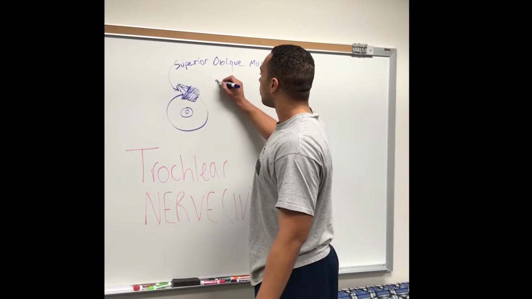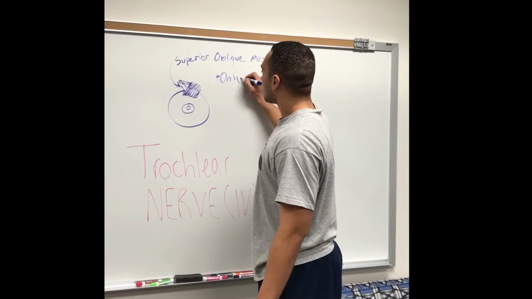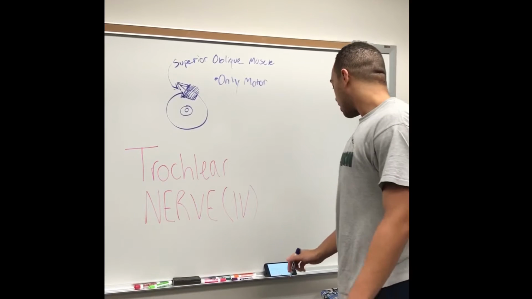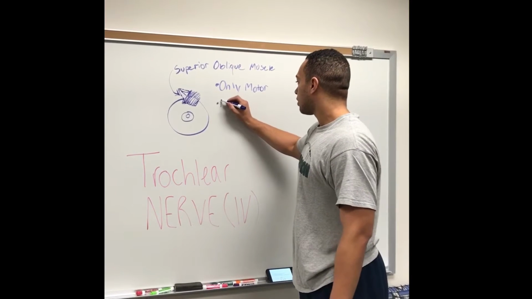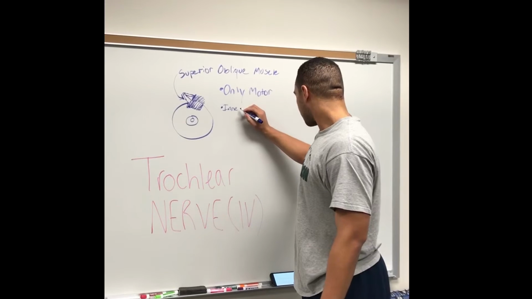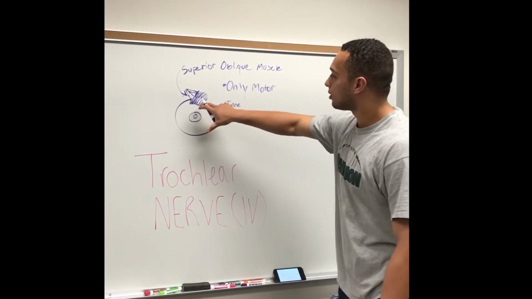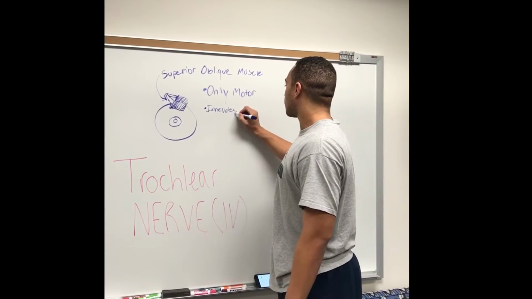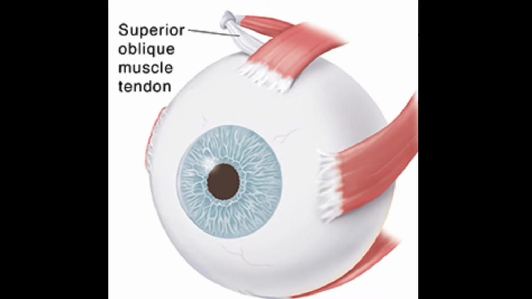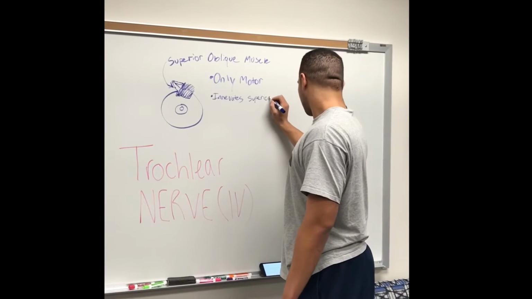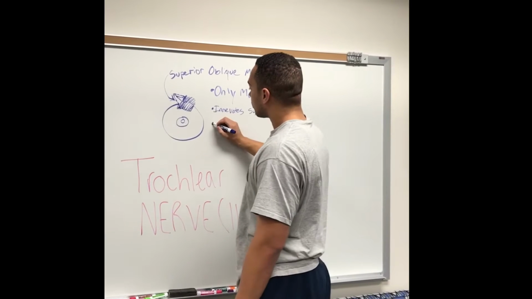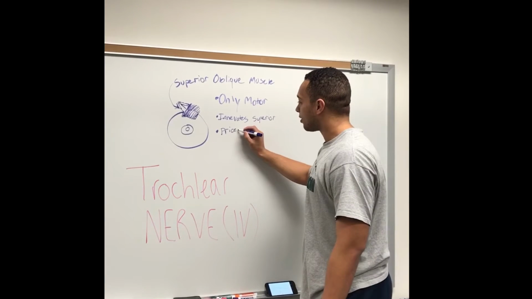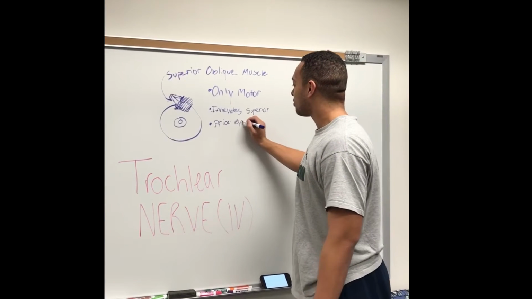The nerve is only motor, so it doesn't really have much to do with any sensory information. It innervates the superior oblique muscle, as you can see in this visual right here. I'm not really a good drawer or anything, but it innervates the superior oblique muscle. What it's really responsible for is precise, dang, I can't even spell. Precise eye movement, okay?